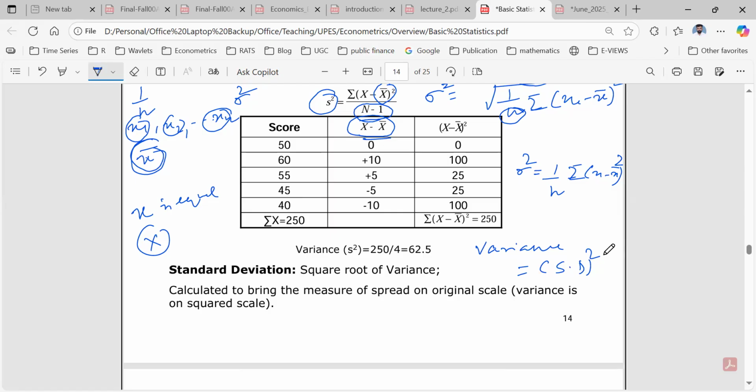Tomorrow again we will be discussing the properties of the standard deviation so that we can complete the discussion, and then if there are questions related to descriptive statistics from previous years, I will discuss them straight away tomorrow.